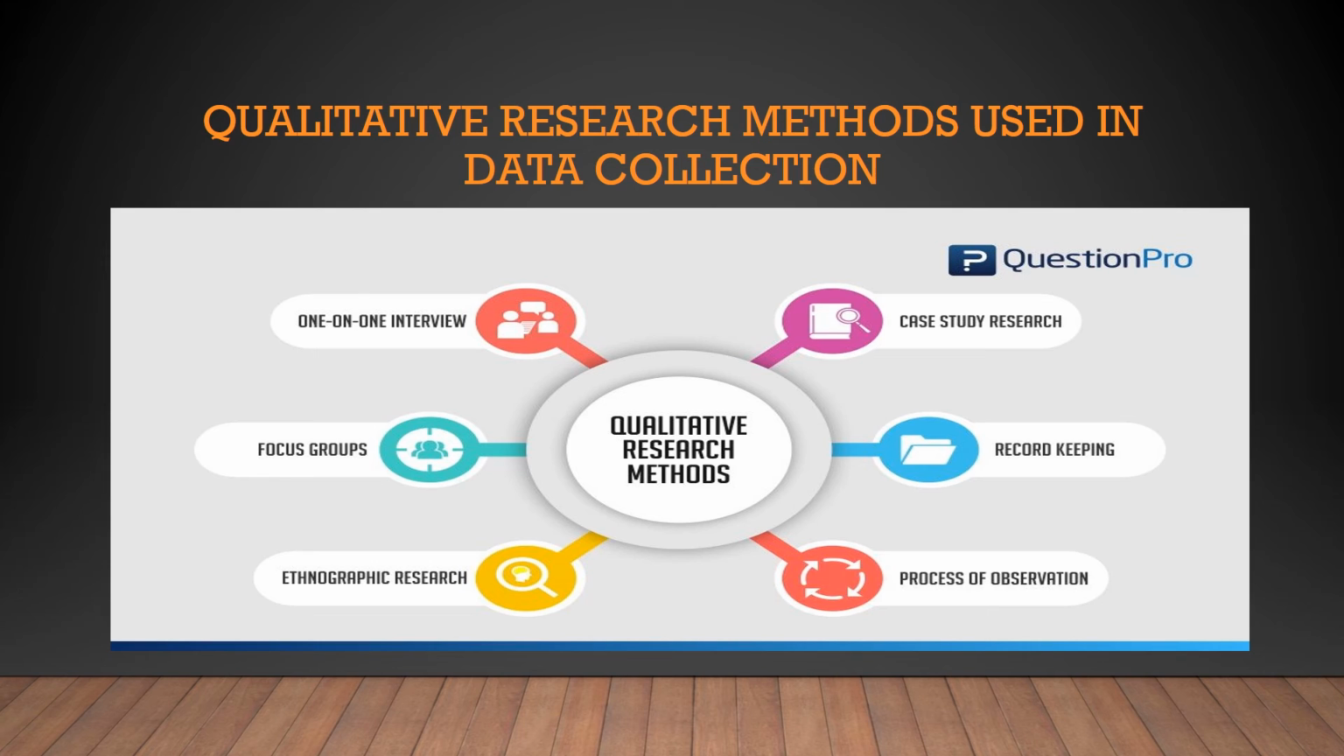The qualitative research methods used in data collection are one-to-one interviews and focus group discussions. We have already discussed all of these in the previous lectures. In one-to-one interviews, the interviews are conducted between a person and the interviewer, that is basically in-depth interviews. The second is the focus group discussion, in which there are 6 to 8 people in a discussion. Then there are ethnographic research, case study research, record keeping, and process of observations. These are some of the methods used in data collection in qualitative research.